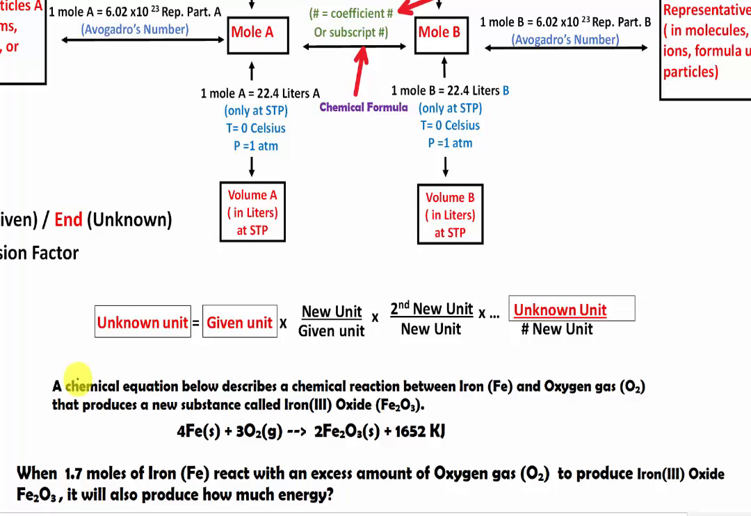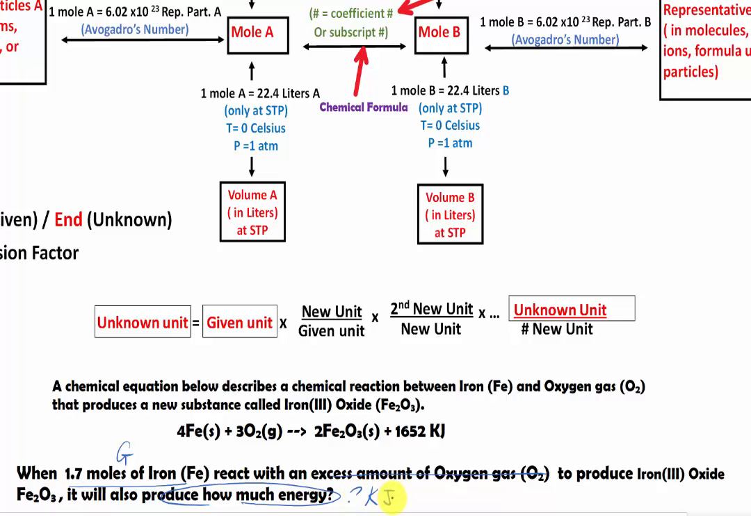Let's try another problem with energy. Again, the description of this chemical reaction is the same. In this case, the question is here. When 1.7 moles of iron react with an excess amount of oxygen gas, that means we just ignore it, okay? To produce iron 3 oxide, which is Fe2O3, it will also produce how much energy? So notice how our given is 1.7 moles of Fe, and our unknown is energy.